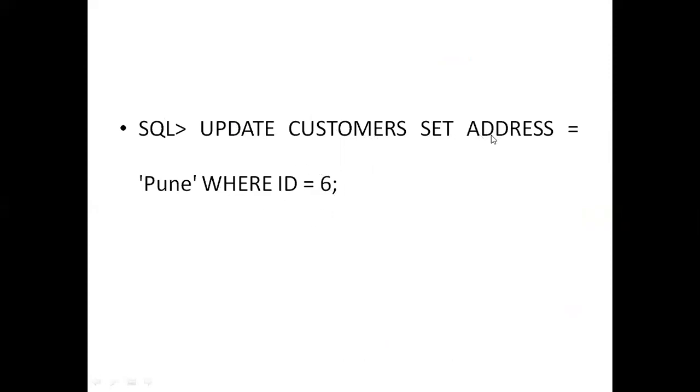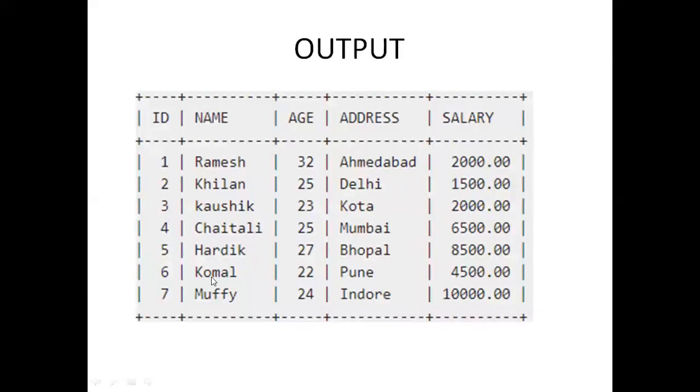Okay, I want to change the address to Pune. Whose address do I want to change? I want to change the address whose ID is 6. So here you are using three keywords: update, set, and where. If you look at this, look here, it is changed to Pune. Previously it is MP, right?